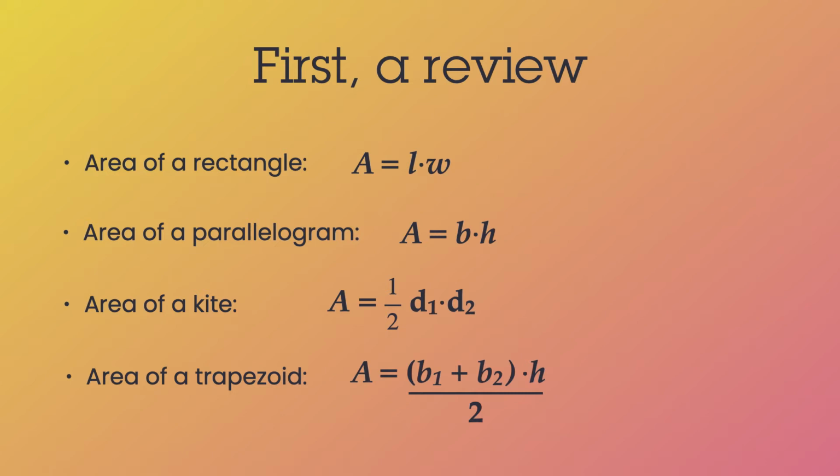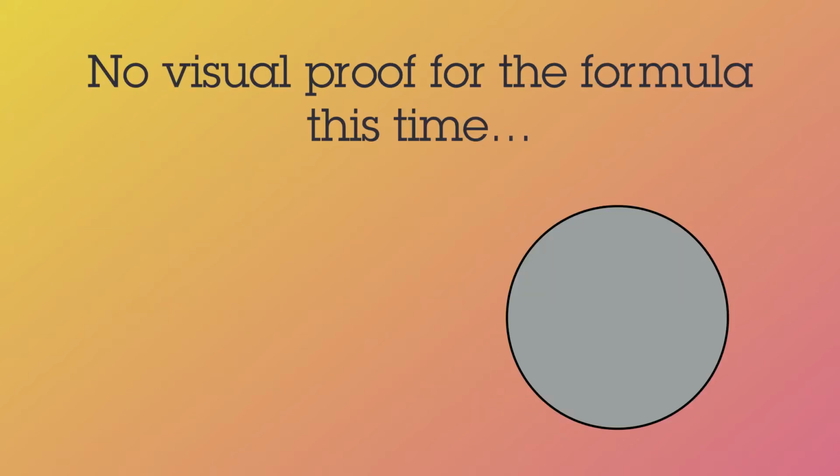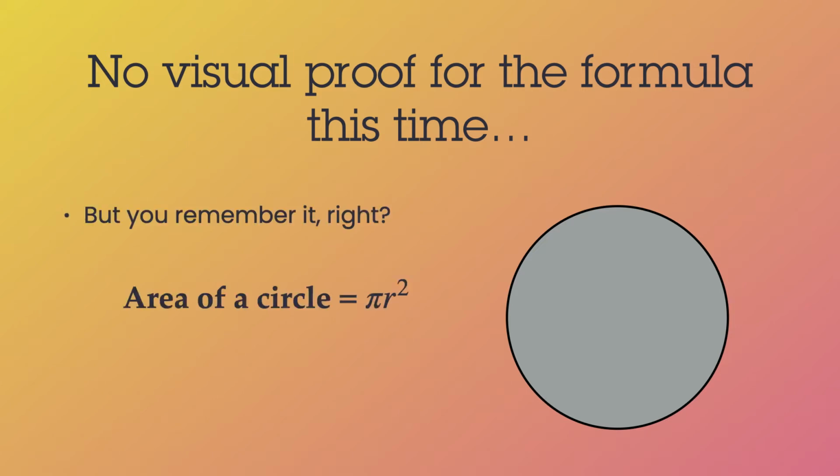Now with all of these formulas, if you've been following along with the playlist, we had visual proofs of pretty much all of these. Not the case for our circles, but this is a formula you've probably seen before. The area of a circle is pi r squared. Now remember, r is the radius, which is the distance from the center of the circle out to the edge, and the pi symbol, that's a Greek letter that stands for a number. It's an irrational number, 3.1415, and it keeps going on and on and on.